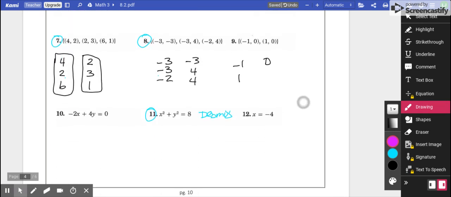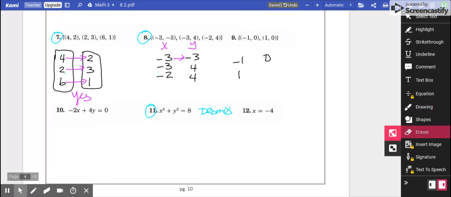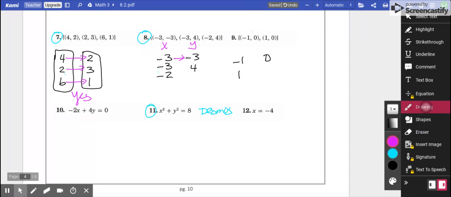Okay, let's take a look at a couple of other examples. I have this: when it's 4, it's 2. When it's 2, it's 3. When it's 6, it's 1. I only have one y value for each x, so that's a yes. So here are my x's and my y's. When x is -3, it's -3. I'm going to erase the second 4 here because I don't need it. When x is -3, it's 4. When x is 2, it's 4.